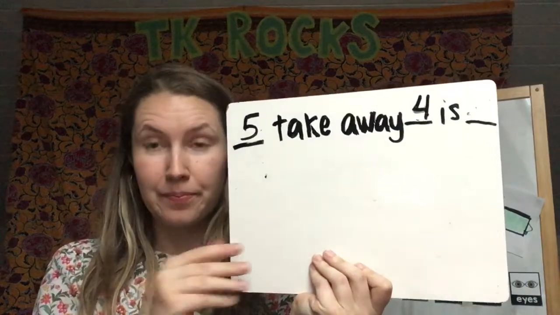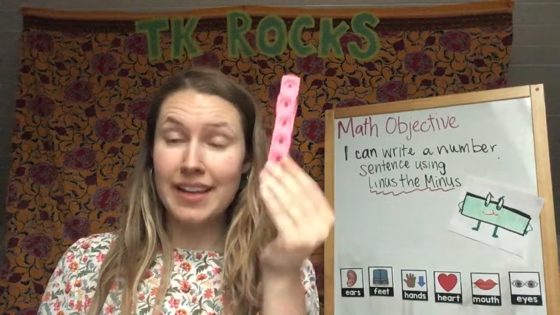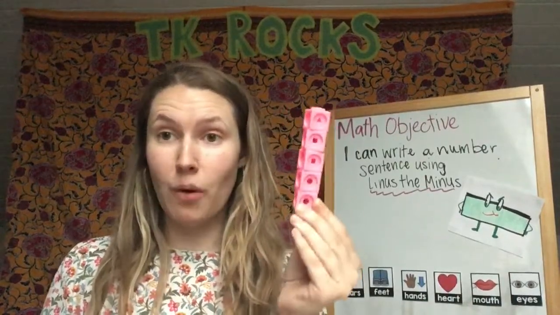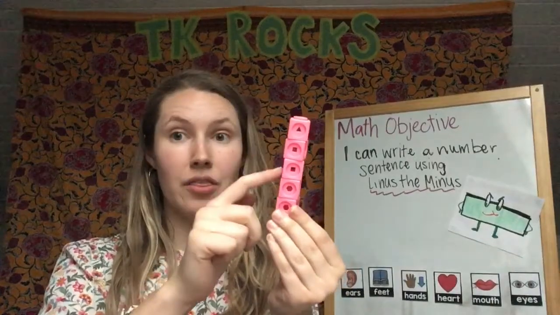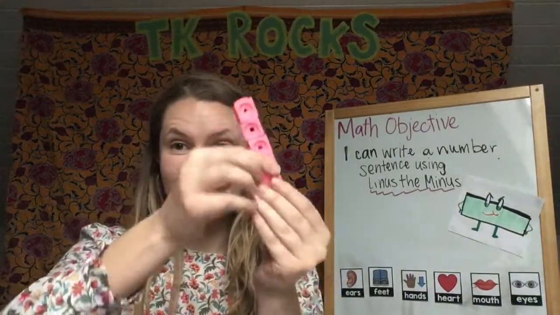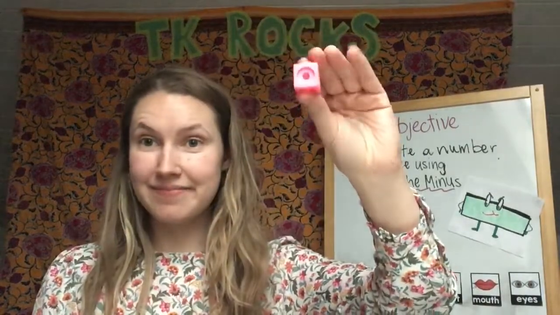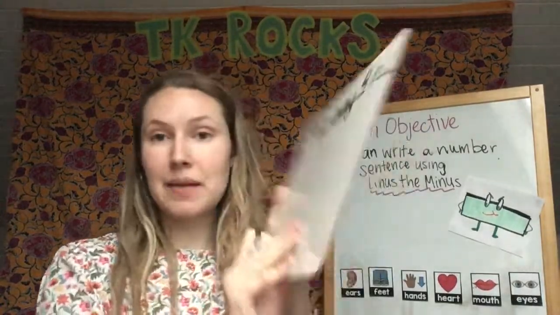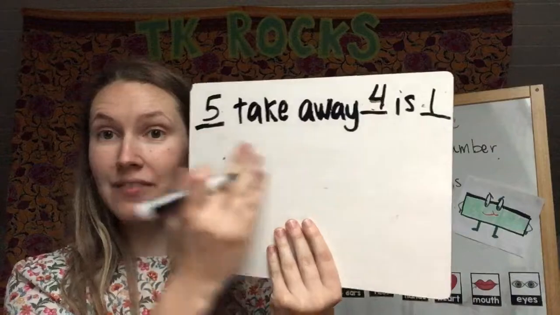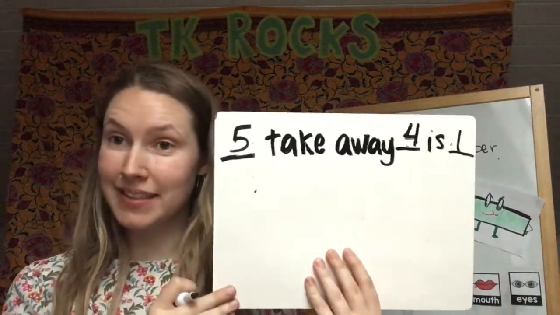Let's figure it out. So I have 5 Unifix cubes. And Linus the Minus took away 4. So I'm going to count out 4 to take away. 1, 2, 3, 4. He took them away. And how many do I have left? 1. So how would I write that as my number sentence? I figured out that 5 take away 4 is 1. How do I write that as a number sentence?